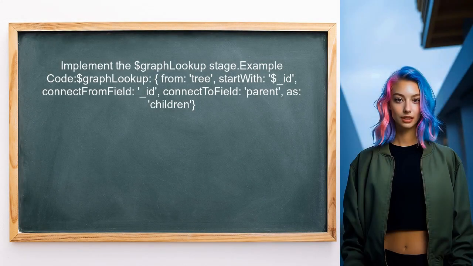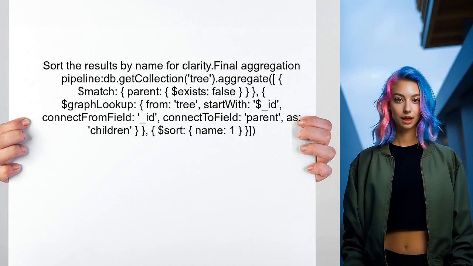Now, the user can implement the graphLookup stage. They should specify the correct fields for connecting the nodes and retrieving the children. Finally, the user should sort the results by name to maintain a consistent order in the output. This will help in visualizing the tree structure clearly.